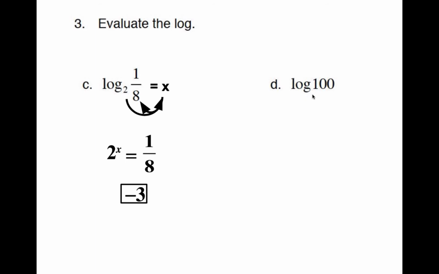For part D, the hidden base here is 10. So then we do our hook, 10 to the x equals 100. And notice the number 2 makes that true.